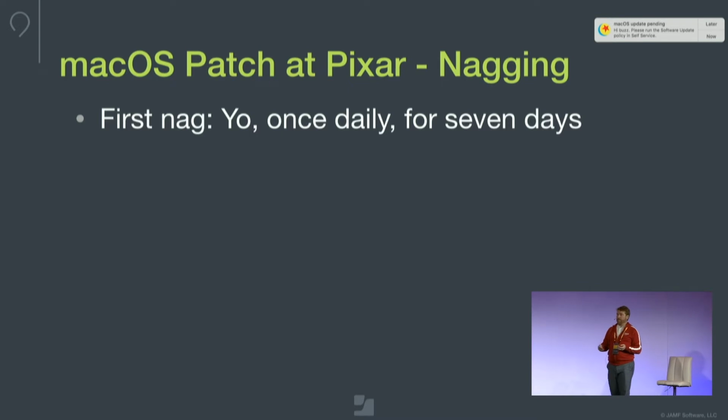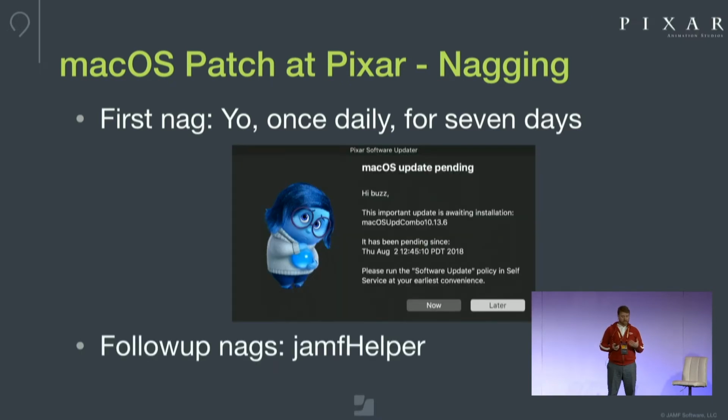This is happening daily for 7 days. You get a number of people to update over that time. But after 7 days, if you haven't, well, it's going to get a little more in your face. And this is where, of course, we're using sadness, a little bit of heartstrings being pulled. And, hey, Buzz, this important update is awaiting installation. macOS update combo 10.13.6. It has been pending since, and a timestamp. And then please run software update. So it's basically the same message. Of course, this is a Jamf Helper message, not a Yo notification. And we do that for another 7 days. And people continue to update, but not everybody.